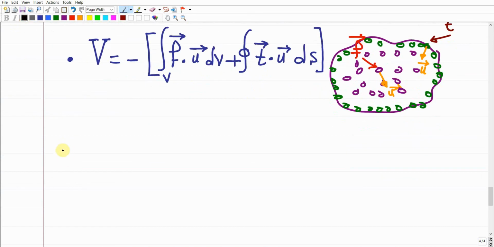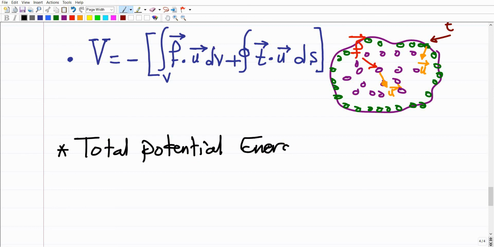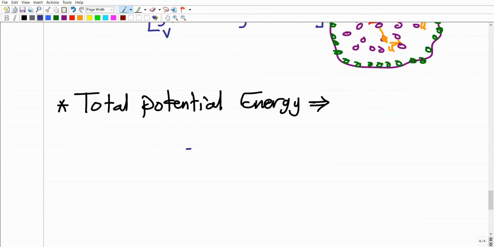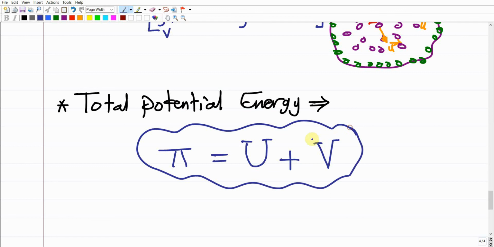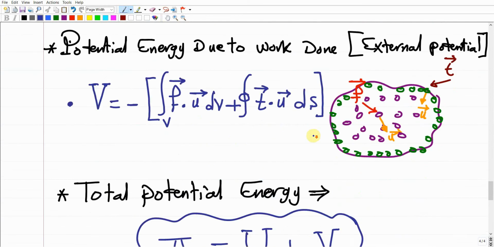So now we can write the total potential energy of the continuum. This total potential energy can be written in this form as pi. The total potential energy equals U, which is the total strain energy, plus V, which is the external potential energy due to work done. So this is the total potential energy and how we can define it.